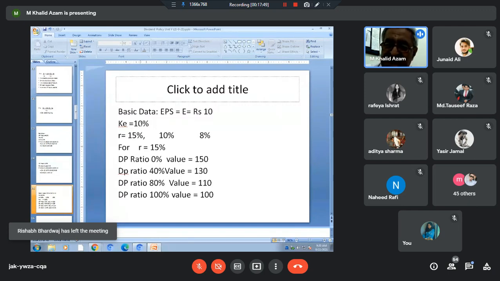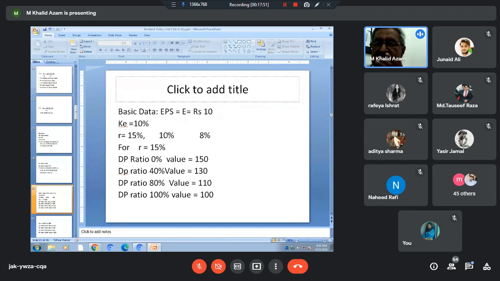If the cost of equity is 10% and the rate of return is also 10%, it is a normal fund. If the cost of equity is 10% and the rate of return is 8%, so the cost is more and the return is less, it is a declining fund. So these are the three terms which have been given. Here the calculations we are having are for rate of return 15%.